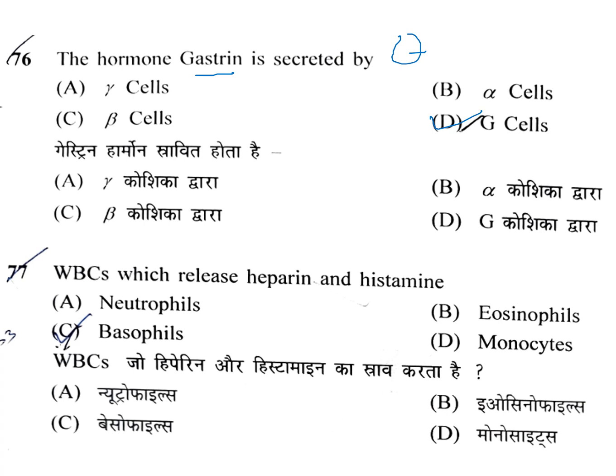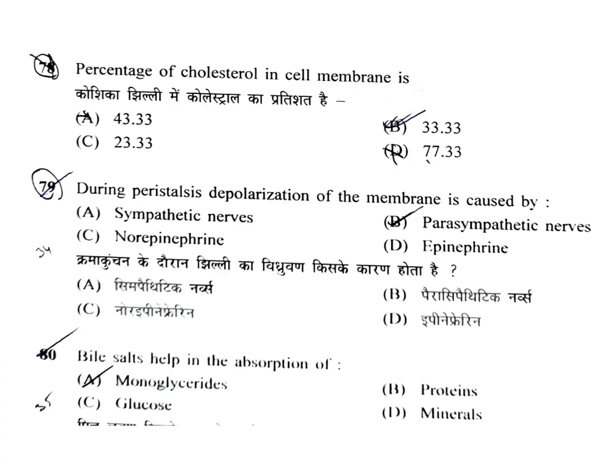Neutrophils, eosinophils, and monocytes. So basophils and mast cells are responsible for release of heparin and histamine. So among these, the basophil is the type of WBC which releases these inflammatory mediators.